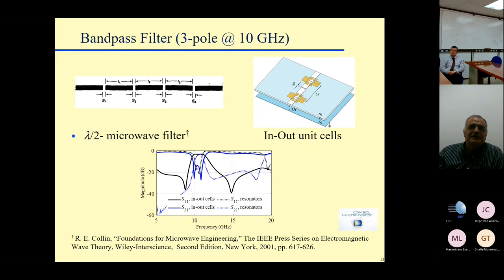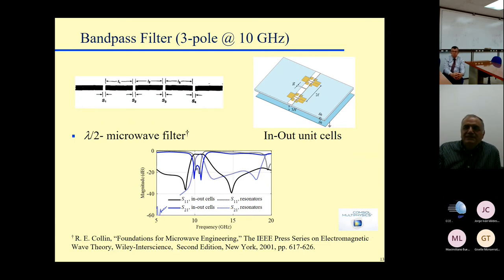This filter is detailed in the book by Colin. We can see from these parameters a wider rejection band at frequencies exceeding 20 gigahertz. On the other hand, the filter based on resonators shows a second harmonic frequency, and this is a result of the periodicity of the planar filter, since the dimensions of the resonator scale with frequency.